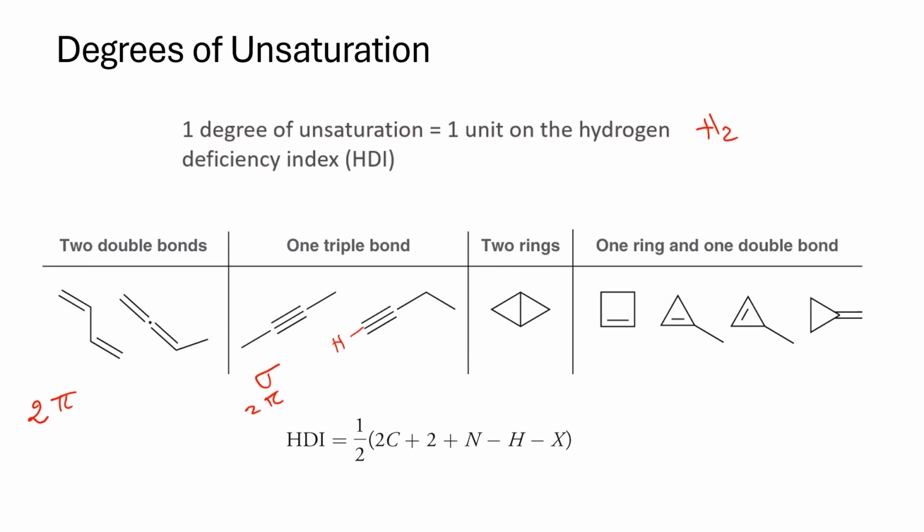So same. Here, 2 rings is 1 unsaturation per ring, so it's 2 unsaturations. Here you have 1 ring is 1 unsaturation and 1 for the double bond, so it's 2 unsaturations total. Here, 1 ring and 1 double bond, 2 unsaturations. Same here, double bond, ring, double bond, ring. And the general formula to calculate the hydrogen deficiency index, this formula we need to remember. So it's 1/2 times: twice the number of carbons plus 2, plus N, the number of nitrogens, subtract the number of H's, and subtract the number of halides. All right.